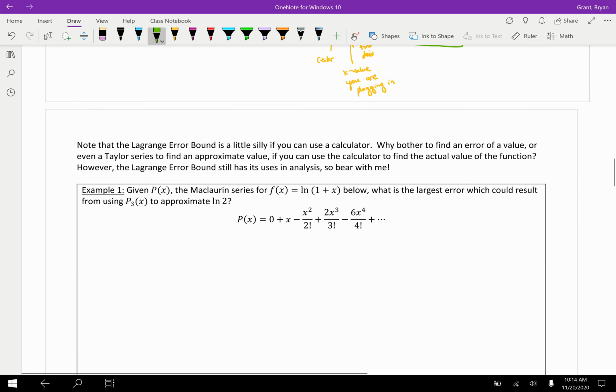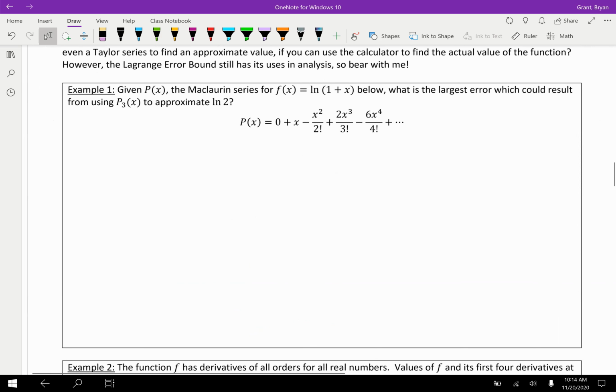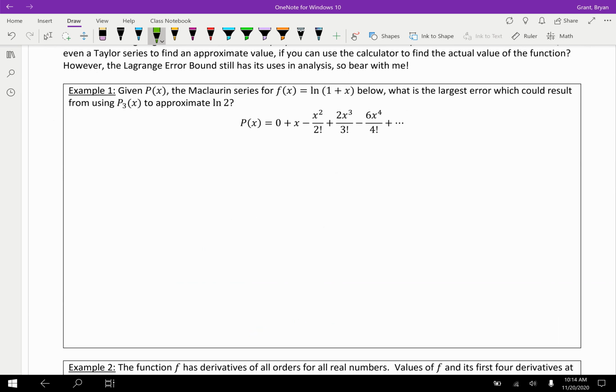So let's look at some examples. Given p of x, the Maclaurin series for f of x equals blah blah blah, what is the largest error that could result from using p sub 3 of x to approximate natural log of 2? Well, I think we could go through and use our Lagrange error bound. First we need to figure out what degree they used to approximate natural log of 2, and it looks to me like they used p sub 3 of x.